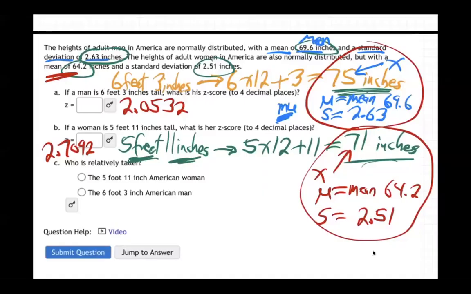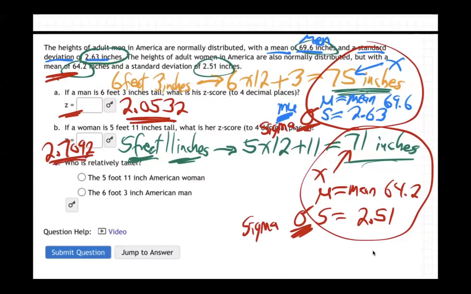All right, so again, this S is the same as sigma. It's a Greek S. It's like an O with a little squiggle at the top. It's a Greek S called sigma. And we'll use it all semester long. All right, anyway, I filled in the Z value. The Z value for the men was 2.0532. The Z value for the women was 2.7092.